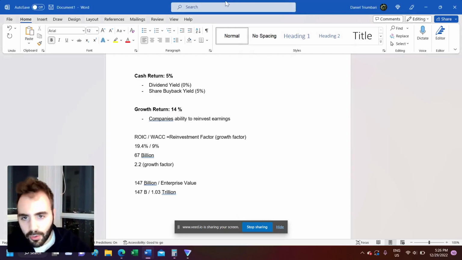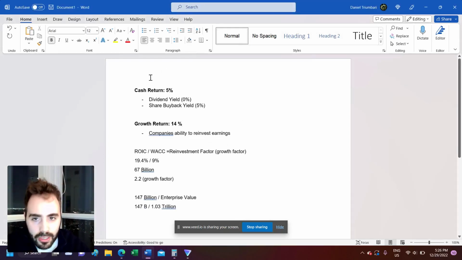So let's review this growth return. In fact, let's just go through this entire thing one more time. So our cash return is 5%. What our cash return is, is our dividend yield plus our share buyback yield. So that's a 5% cash return. In addition to this cash return, we're getting a growth return of 14%.